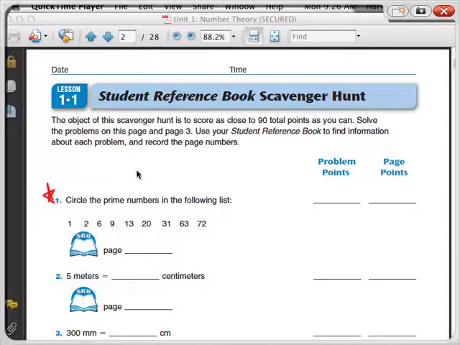Now, you may already know which numbers are prime numbers, but let's suppose that you have no idea how to answer this problem. In your student reference book, you need to find information about prime numbers so that you can answer the problem. Now, if you think about keywords like prime, that's what you need to look for in your student reference book.